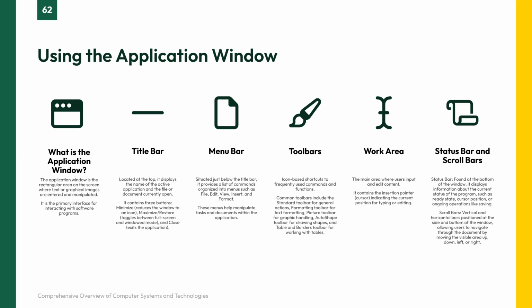The application window, the primary interface for software interaction, consists of the title bar, menu bar, toolbars, work area, status bar, and scroll bars for navigation and control.